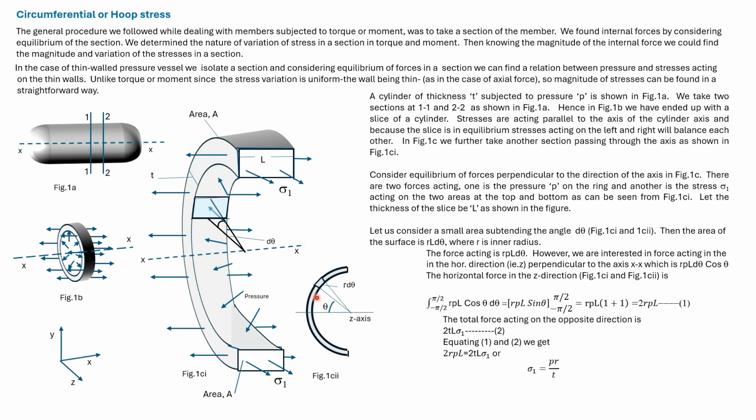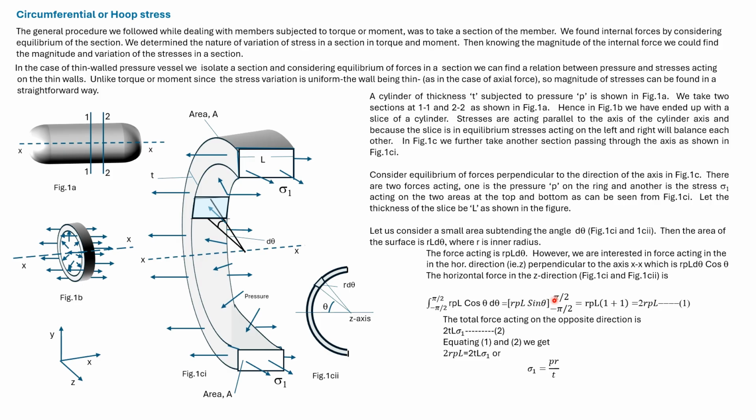Z is the horizontal axis, and we can see that forces due to the pressure in the vertical direction above and below Z will cancel each other. We now find the force along the horizontal direction, that is the z direction. The component of this elemental force in the z direction will be r P L d theta into cos theta. So to find the total horizontal force, we integrate r P L cos theta d theta from minus pi by 2 to pi by 2.